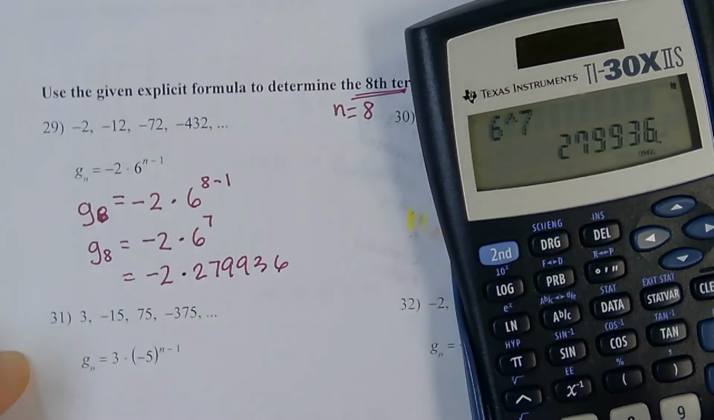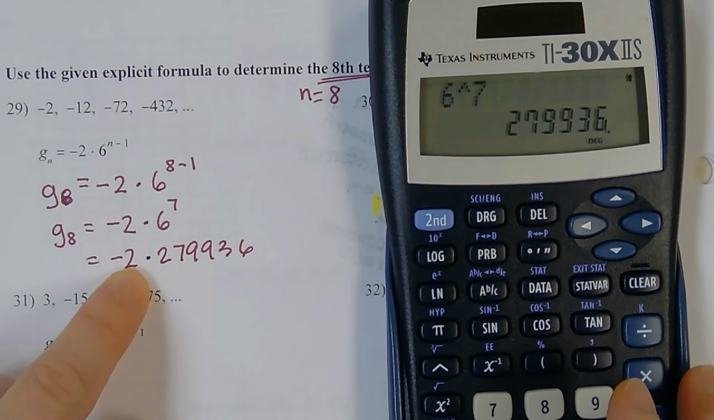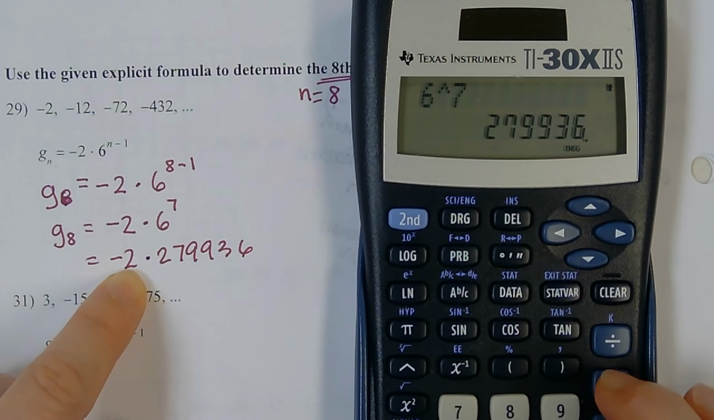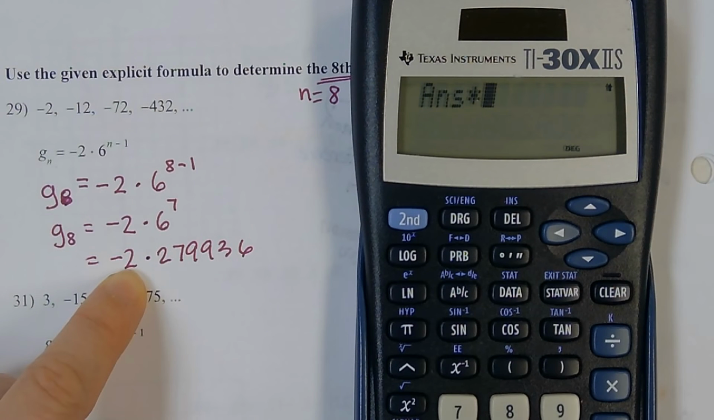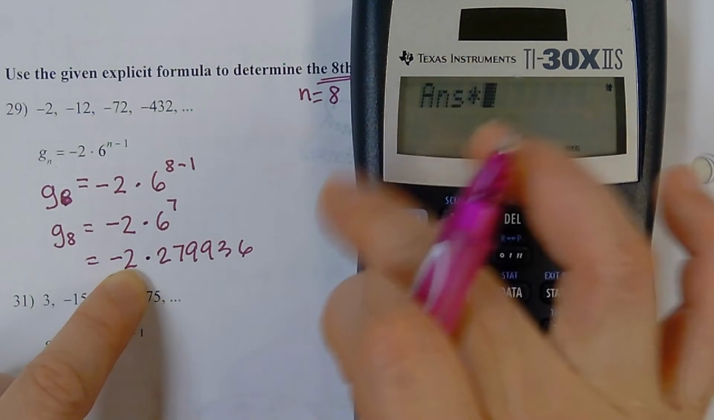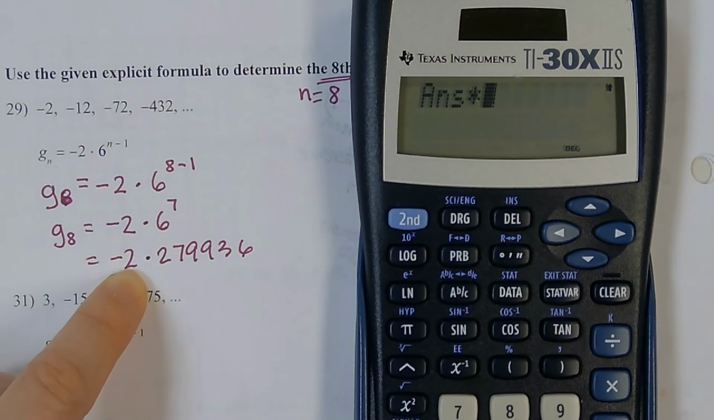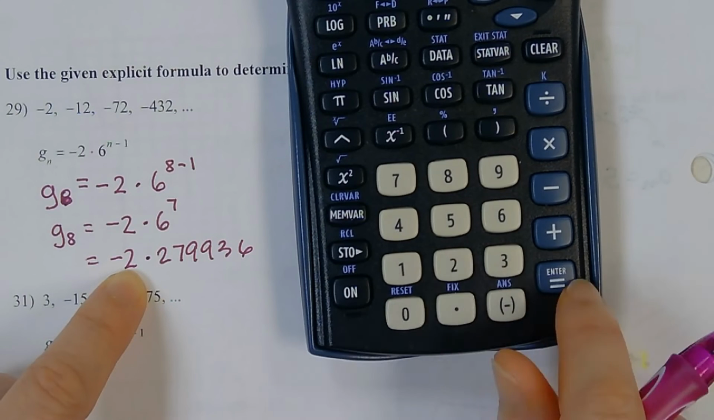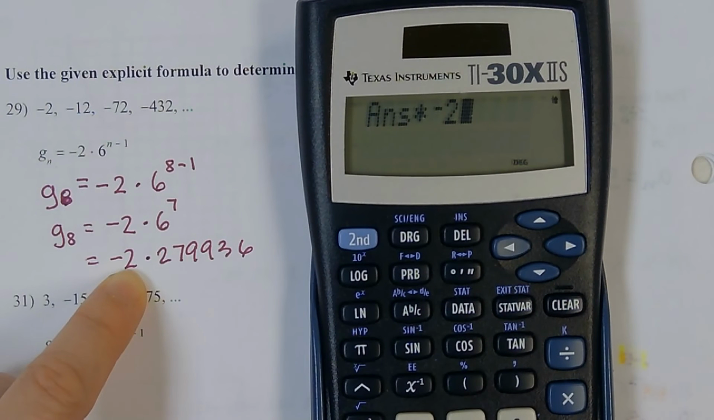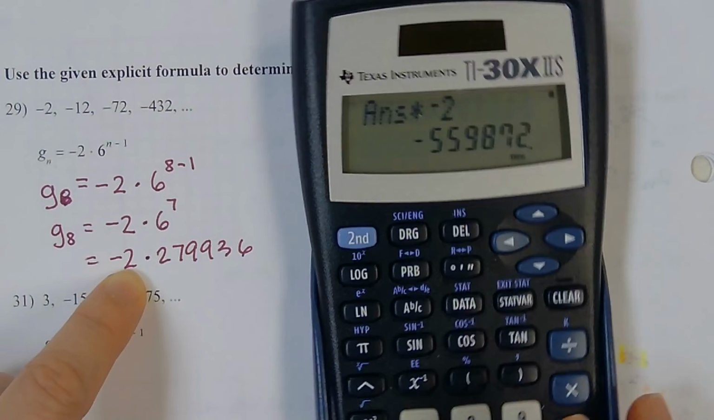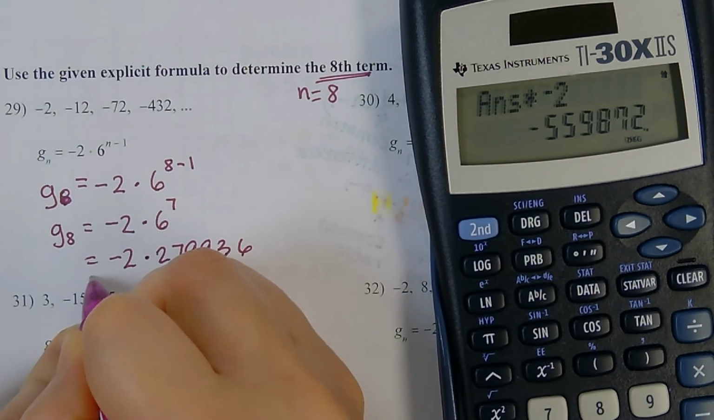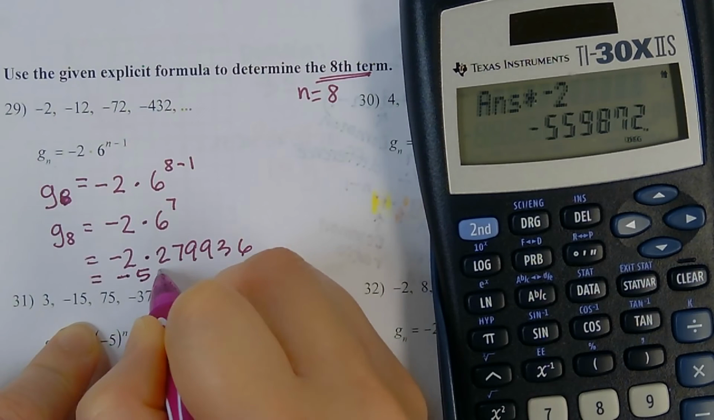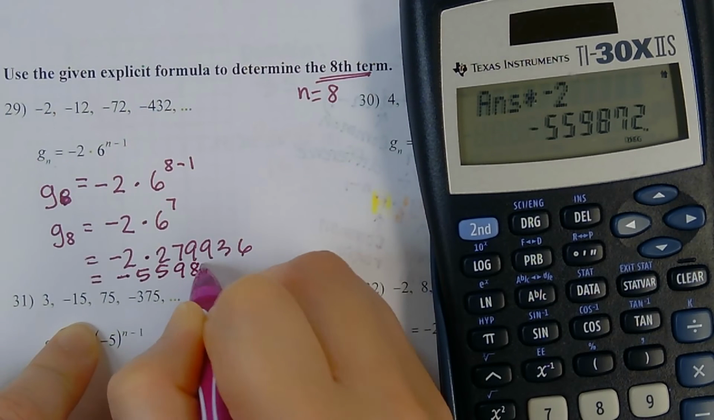So it's going to be -2 times 279,936. And now all we need to do is multiply that by -2. So don't delete that, don't clear that, just hit multiply. That just means the previous answer. Don't forget negative is down here, so -2. So it looks like that: the previous answer times -2 equals -559,872.